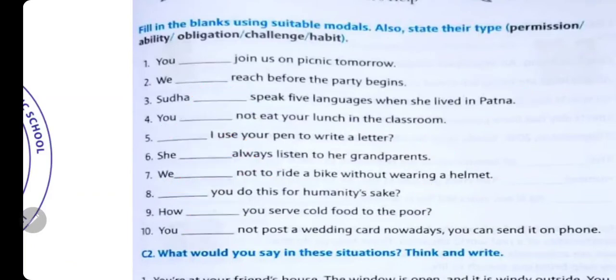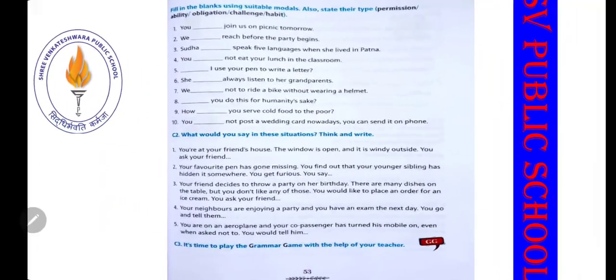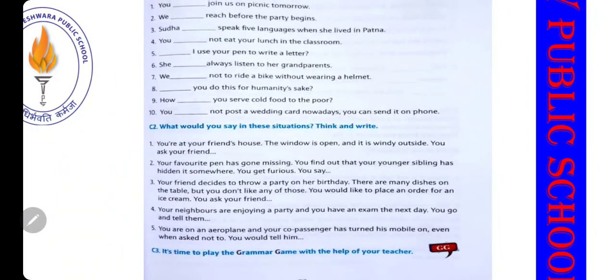Okay, so I hope this is clear to you. So let's move on to the next question. So C2, what would you say in these situations? Think and write. There are 5 situations given to you, and you have to think and write what you are going to answer to your friend in these situations. And you can use your modals also in this.